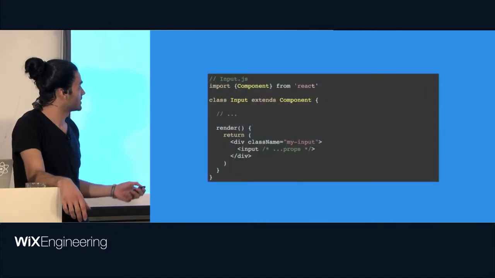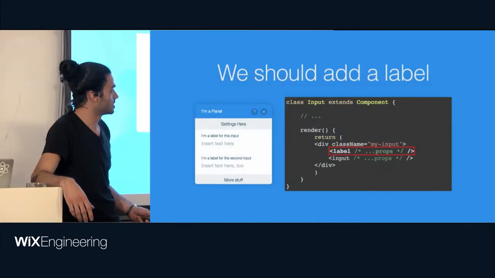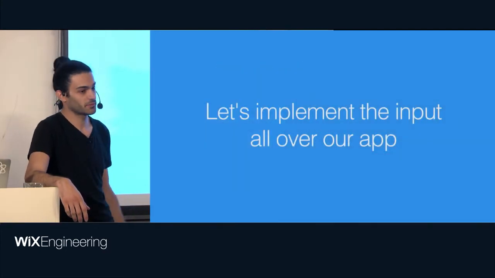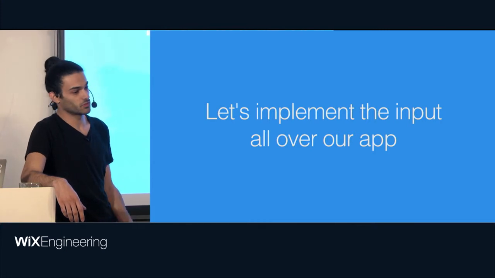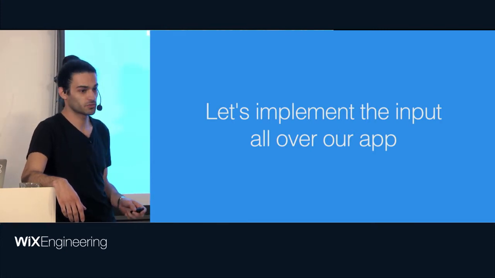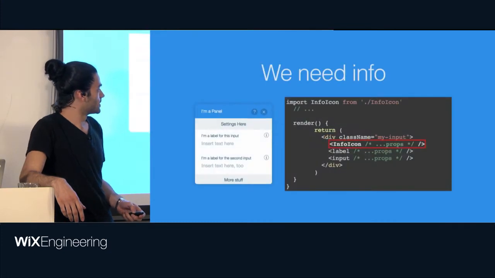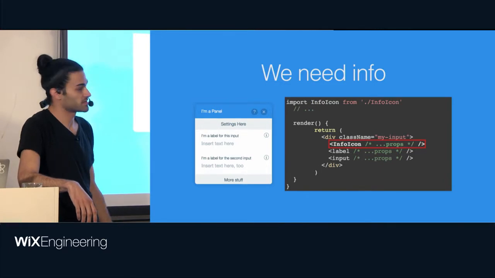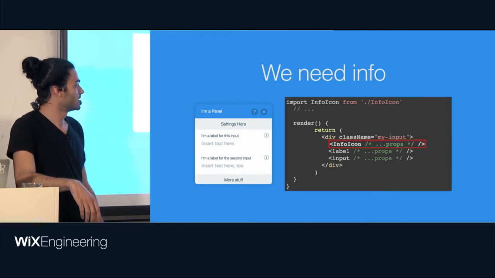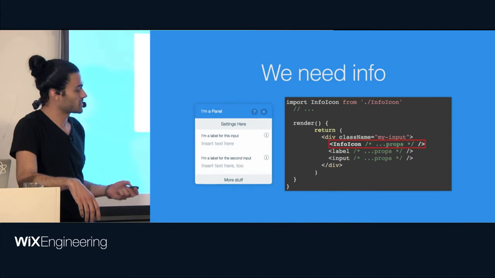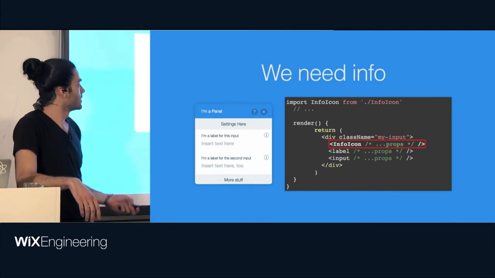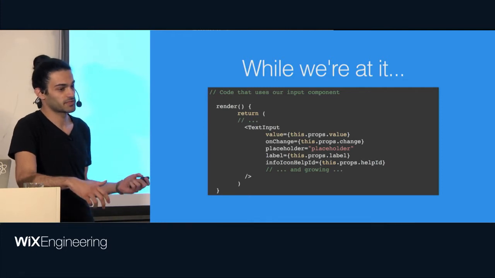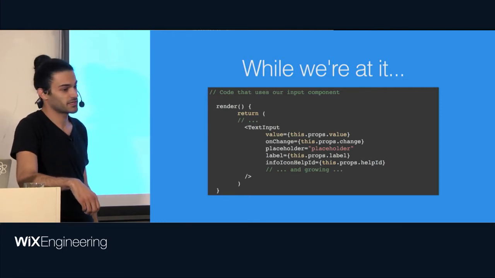So we go ahead and implement a very simple input and add features to it, add label, and go ahead and implement the input all over our application. And we are now committed to our API, and we should be backward compatible. So we need to add a feature. We'll add this info icon that displays help for the user on hover. And it also should be optional because we need to be backward compatible. And while we're doing this, our text input now aggregates all of our props, and our API is starting to look messy.